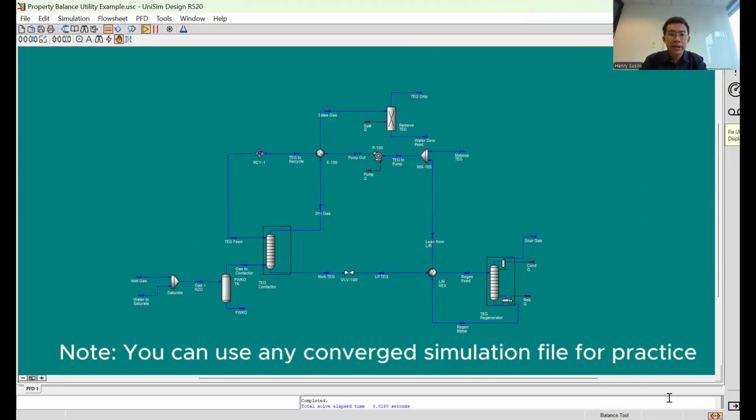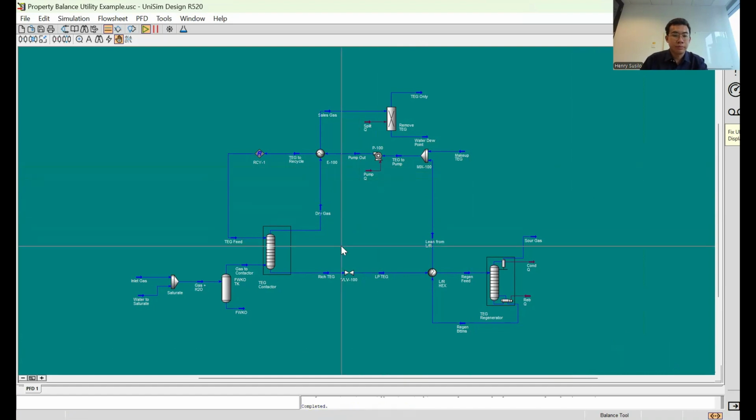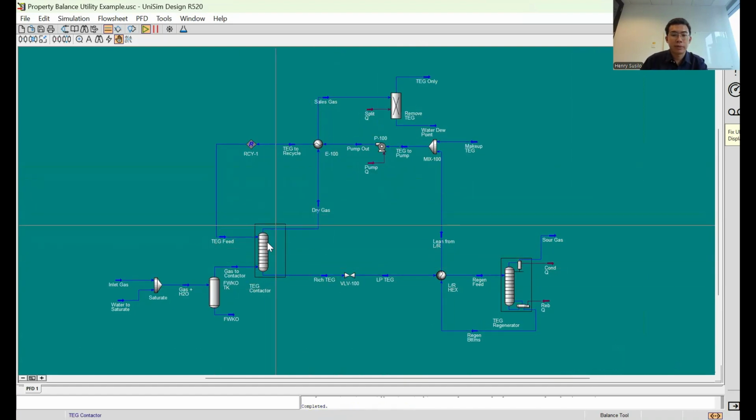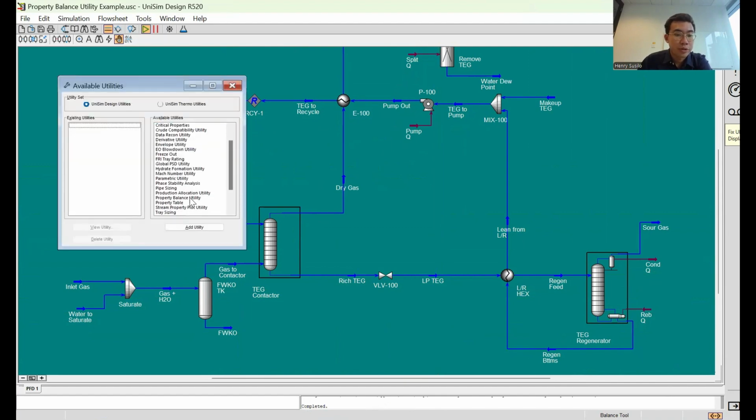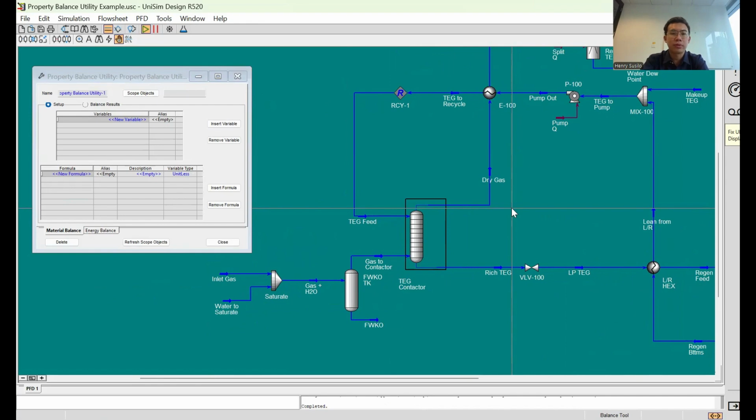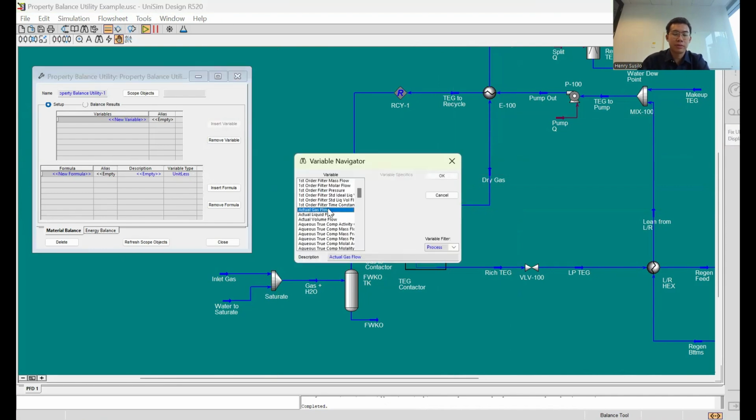Okay guys, so this is the file that I will use to demonstrate the property balance utility. This is a TEG unit, where we have one contactor or absorber to absorb the water from gas and one regenerator to regenerate the TEG solvent. So we will add the property balance utility. First, we will add the variable that we want to observe. For example, here I want to observe the mass flow of water in the system. So for the insert variable, I will search for mass flow of H2O.